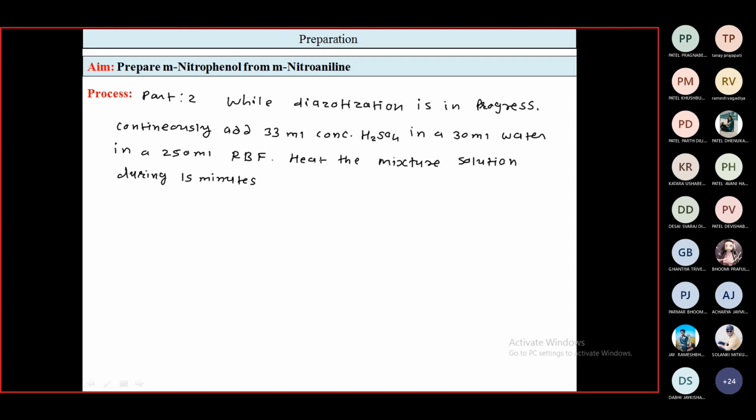Avoid the excess of addition at a time. When all the diazonium solution has been added, boil it for a further 5 minutes.